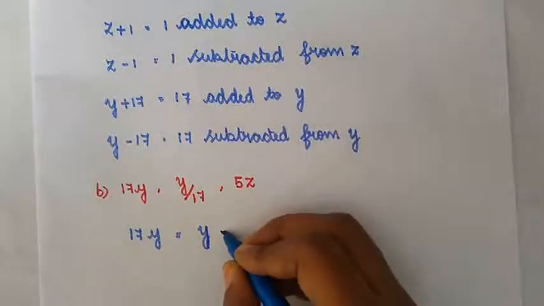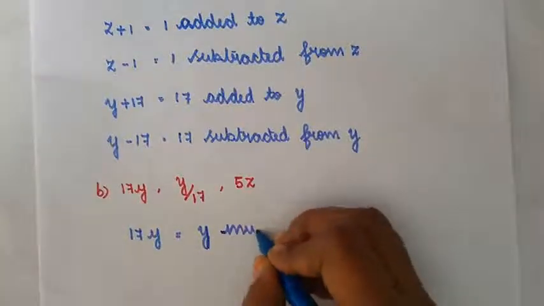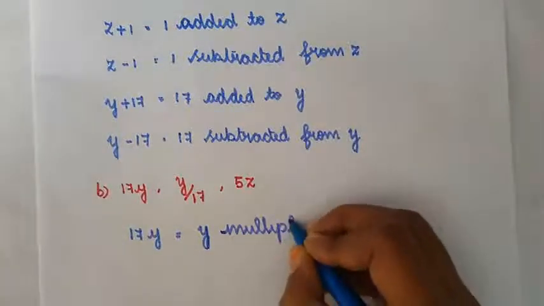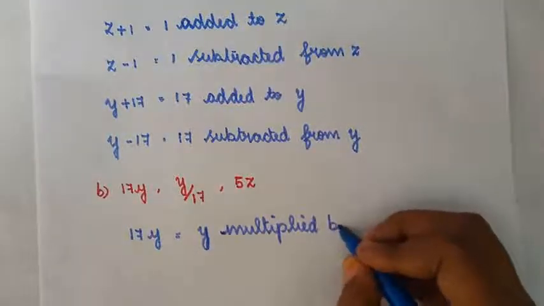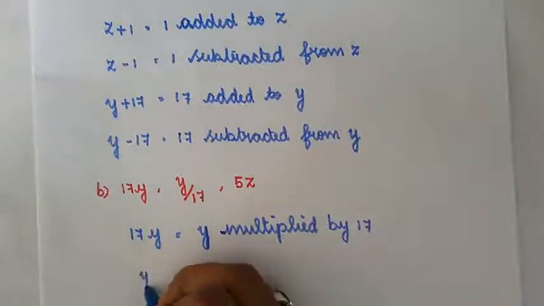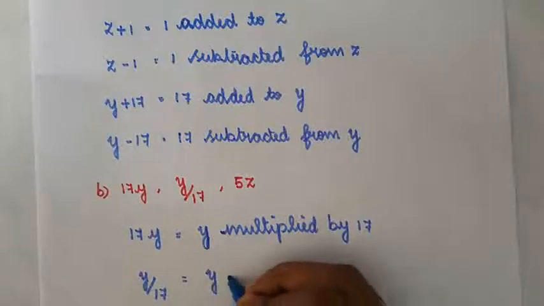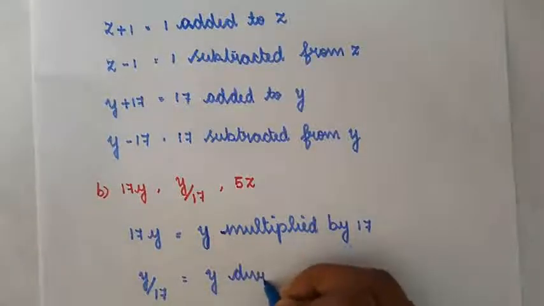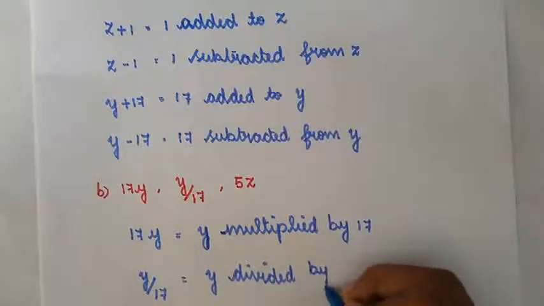So y multiplied by 17. Next we have to take the second term, 17 divided by y. Here we can read y divided by 17. So y divided by 17.